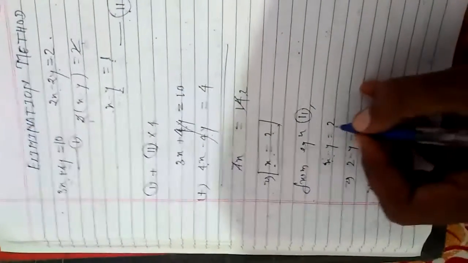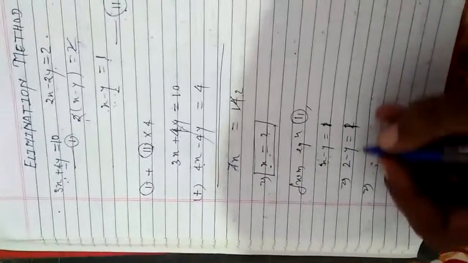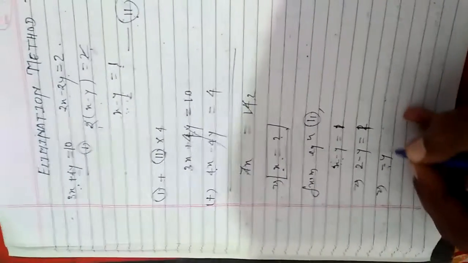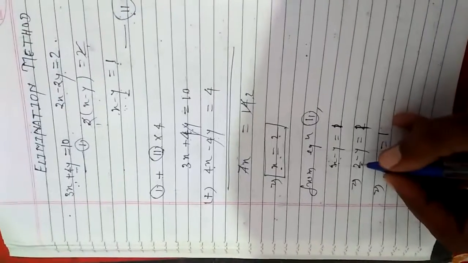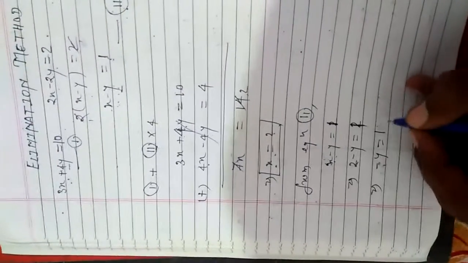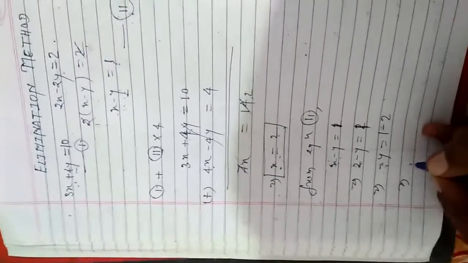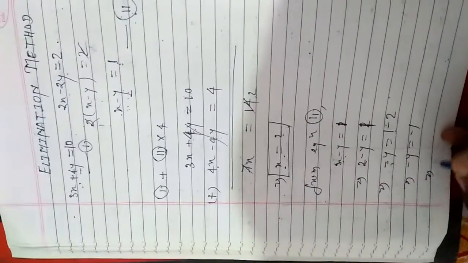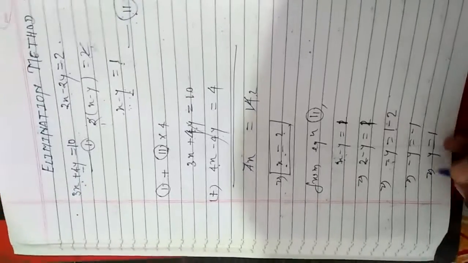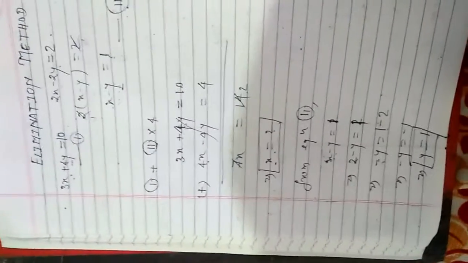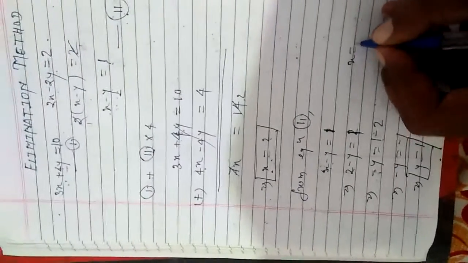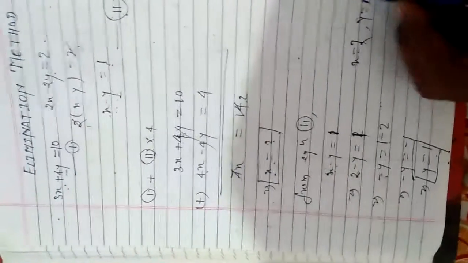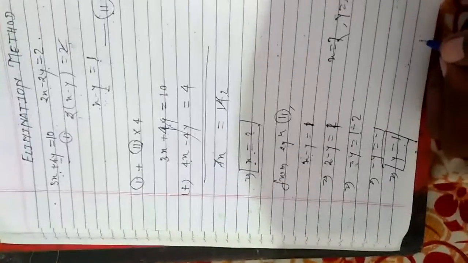Sorry, this one. Okay, so take 2 on the right hand side, so minus y, here is 1. When we are taking 2 on the right hand side, 2 becomes minus 2. So minus y equals 1 minus 2, that means minus 1. That means y equals, minus minus cancel, so 1. Okay, so here the value of x equals 2 and y equals 1. This is our answer.